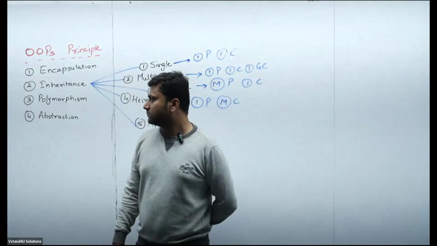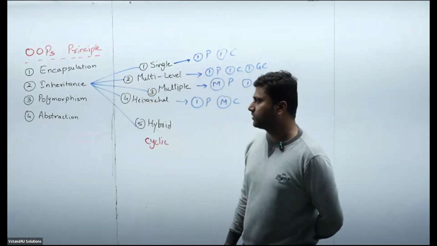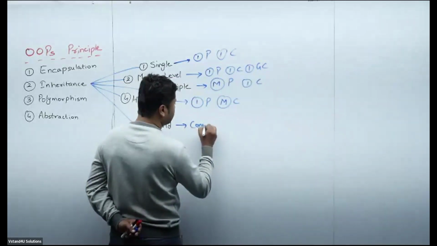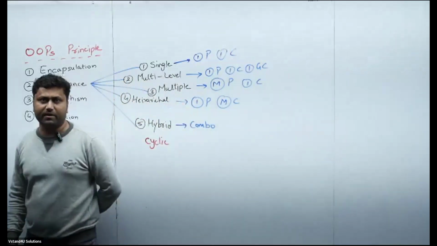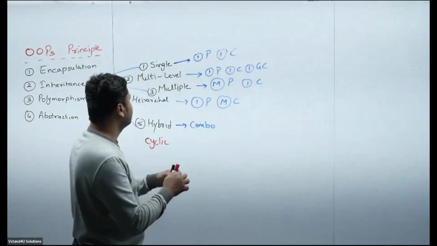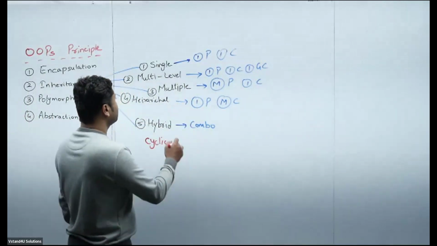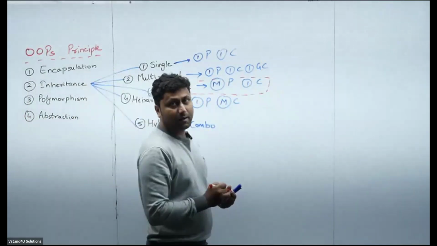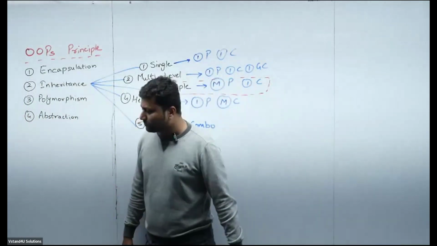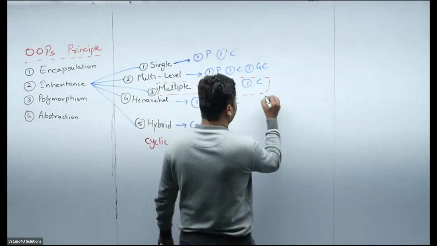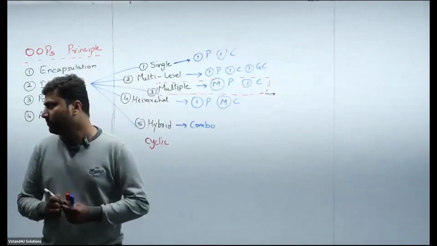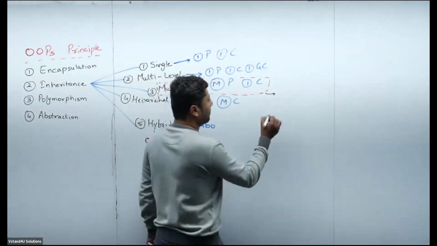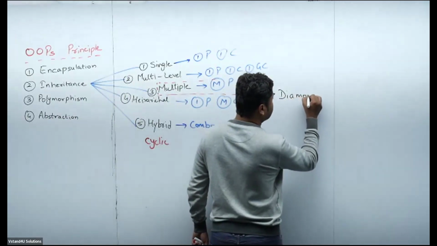Hierarchical means one parent, multiple children. Agree? All of you? Respond. Hybrid is nothing but combo of all the above. You make the combination of others, becomes the hybrid. And our Java does not support, am I right? Can I say Java does not support multiple inheritance due to one problem called, what is that problem? Perfect. That problem is called diamond problem.